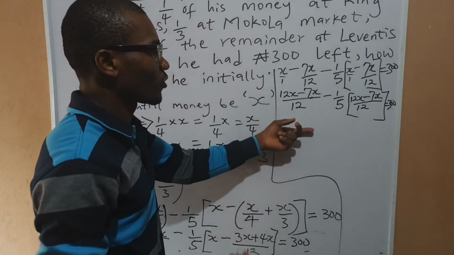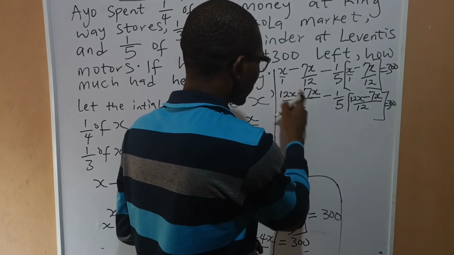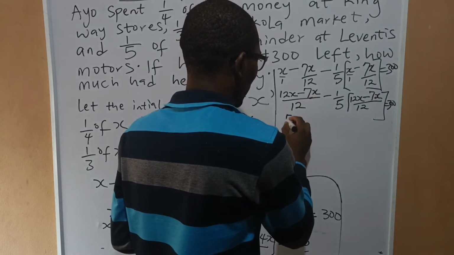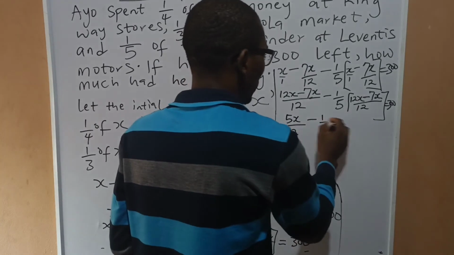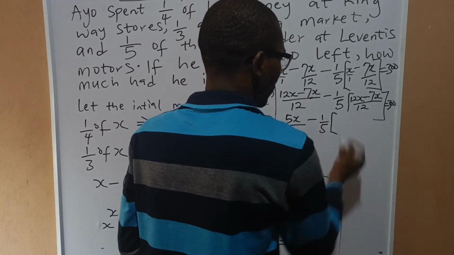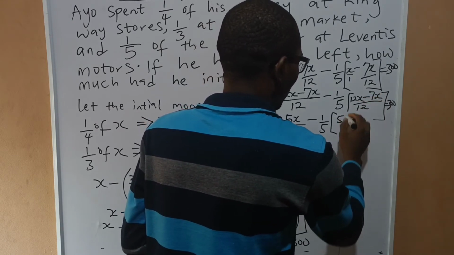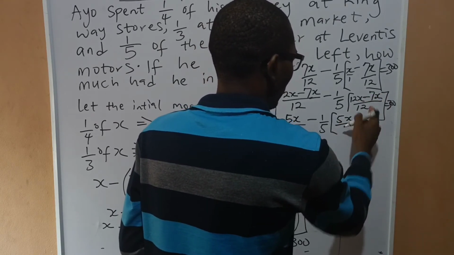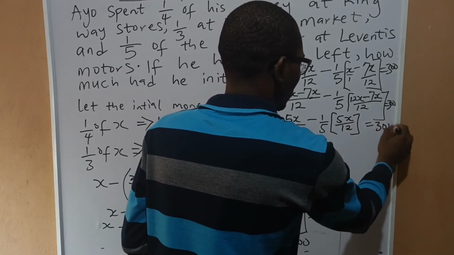Then let's solve further. Don't mind, my board could not accommodate again. Then 12x minus 7x will give us 5x. That is 5x over 12 minus 1 over 5, all in bracket. 12x minus 7x will still give us 5x, and that is all over 12, and all equal to 300.